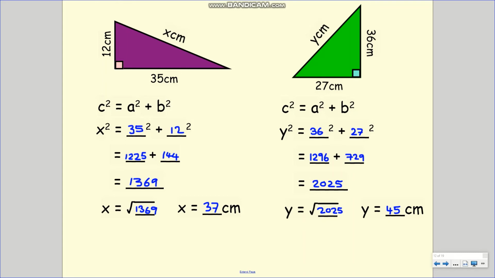Okay, so the answers to each of these questions are that x was 37 for the purple triangle and that y was 45 for the green triangle. Very well done if you got to those. If not, make sure you're asking me questions or sending me a wee email if I'm not available in chat.